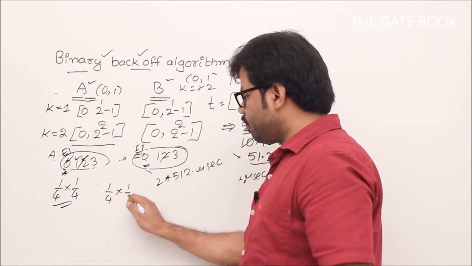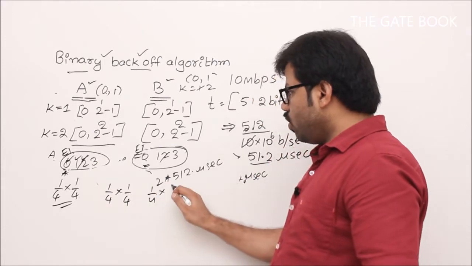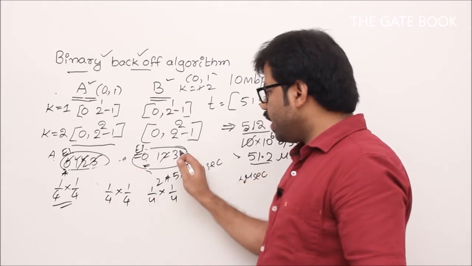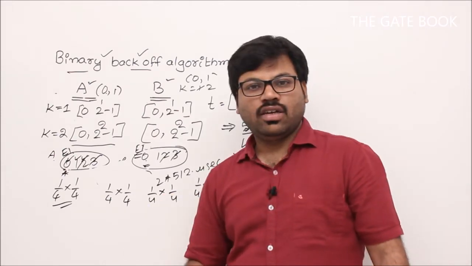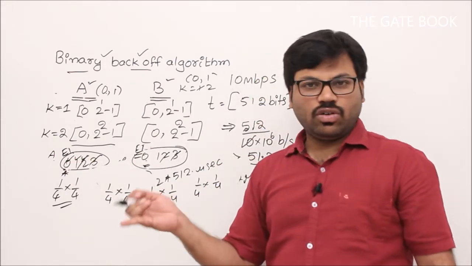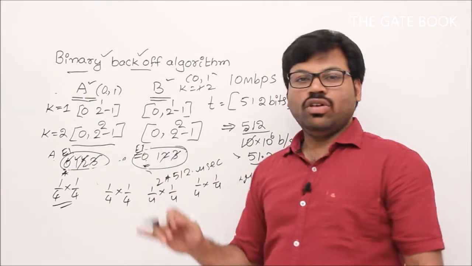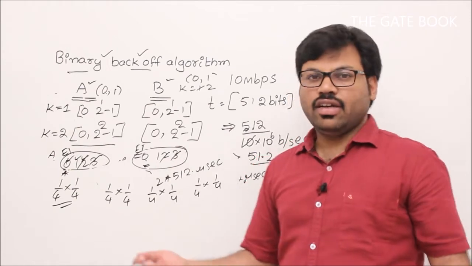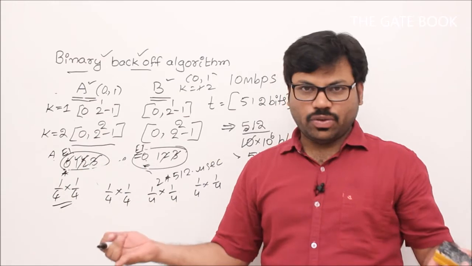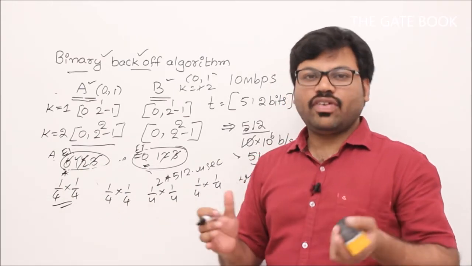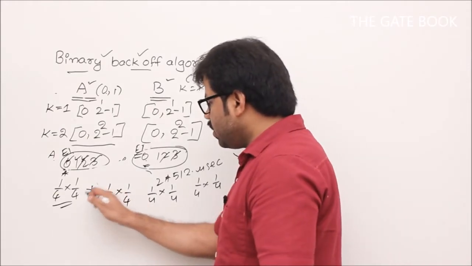Let's mention it. Next, similarly, the probability of getting 2 and 2 is 1 by 4, 1 by 4. What is the probability that both get 3? 1 by 4, 1 by 4. Now for a collision to occur, either they should get the same 0, otherwise 1, otherwise both should get 2, otherwise both should get 3, correct? If they get 0, they don't get 1. If they get 1, they don't get 2, correct? That's why all the events are mutually exclusive. Very simple. We have to add these probabilities.